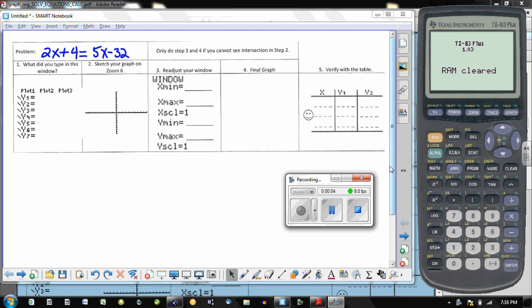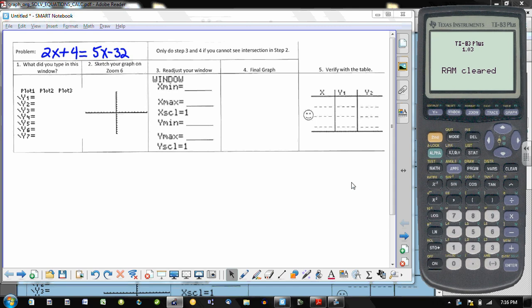Okay, we're going to take a look at using our graphing calculator to solve an equation in one unknown. What we're going to do here is take a look at this organizer that you are using in class. I'm going to do the whole problem out without the organizer, and then I'll do it with. So here's an equation we're going to solve: 2x plus 4 equals 5x minus 32.